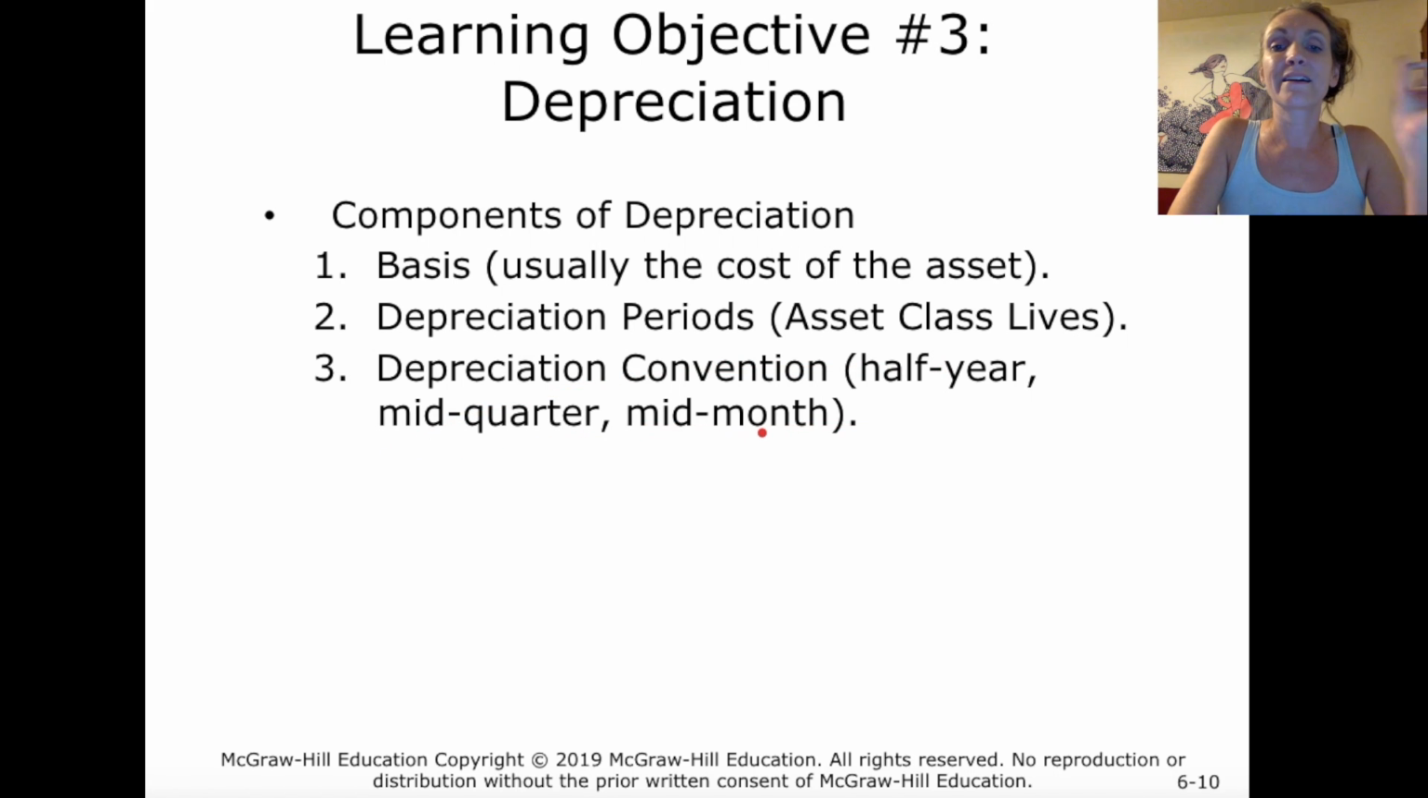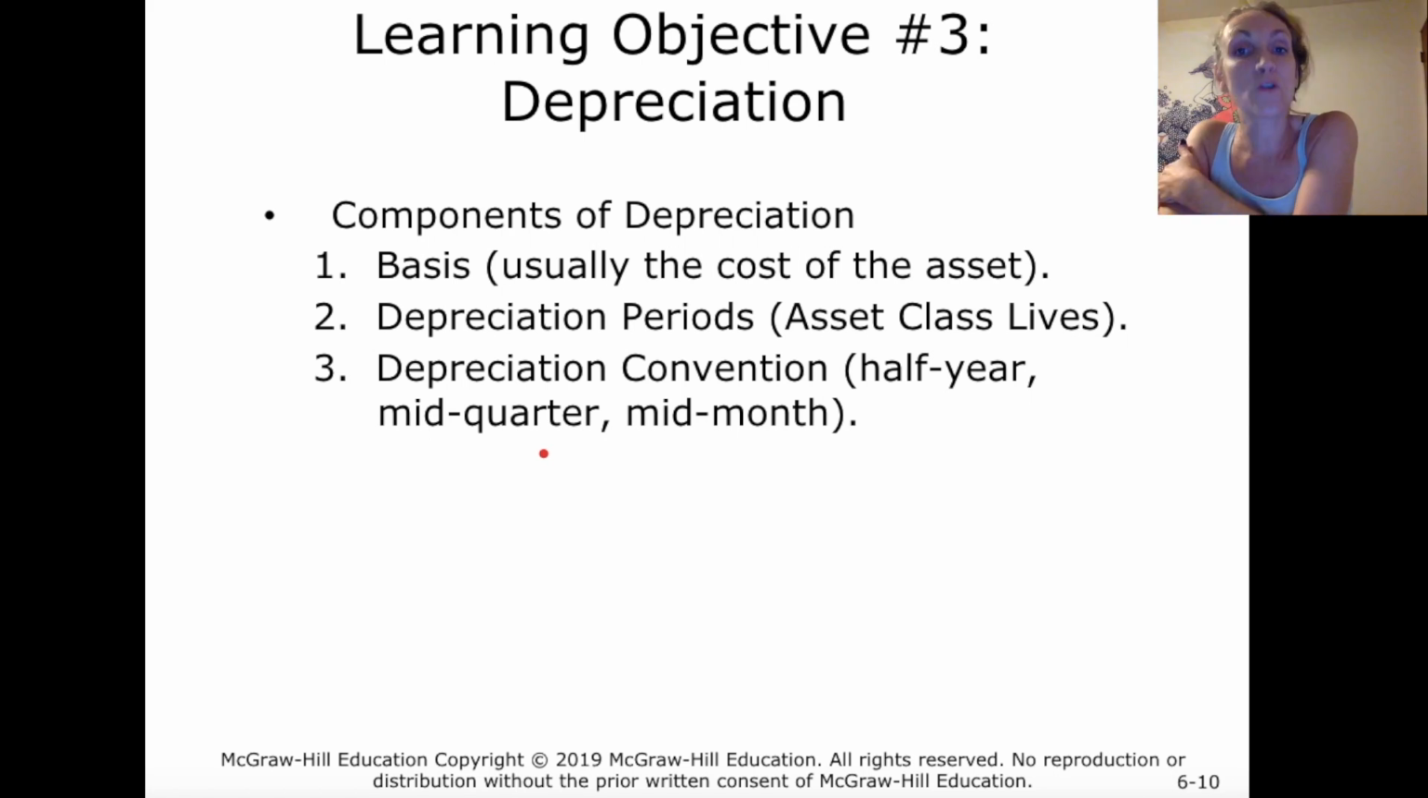Now, mid-month convention just means that in the month of purchase, you get half a month. Whether it's the first day of the month or the last day of the month, you get half a month for purchase, half a month in the month that you sell or dispose of the asset. So if you get 1 quarter, in the last example, if you get 1 quarter in the year you purchase, you're going to get 3 quarters in the year that you dispose of it.